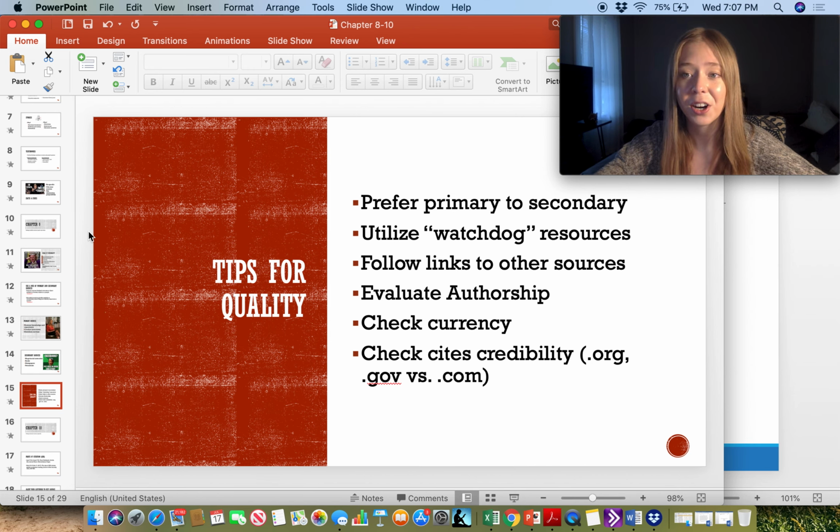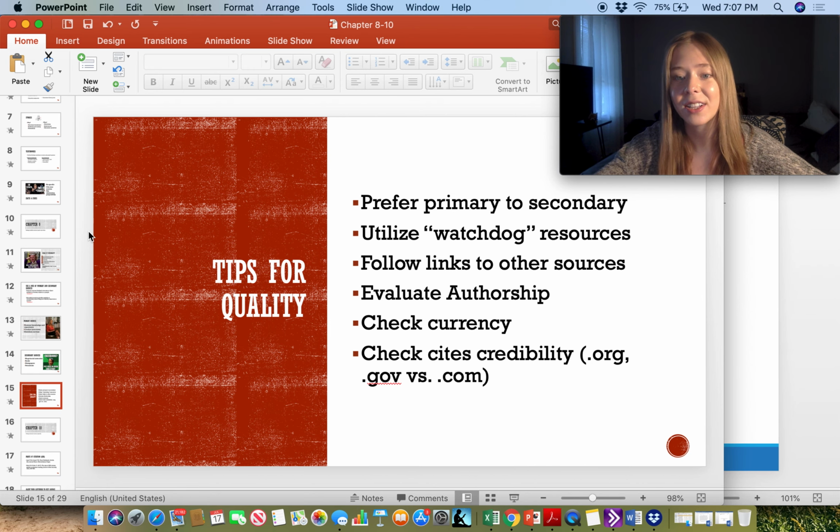Also, you can check the currency. A lot of times things are outdated, and a new experiment, for instance, has come out that has debunked the previous one. So if you're using scientific evidence, make sure you're not using something from the 70s, and that you've looked up the reliability and recency of that.